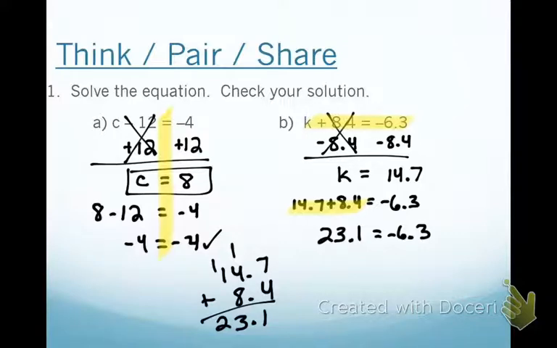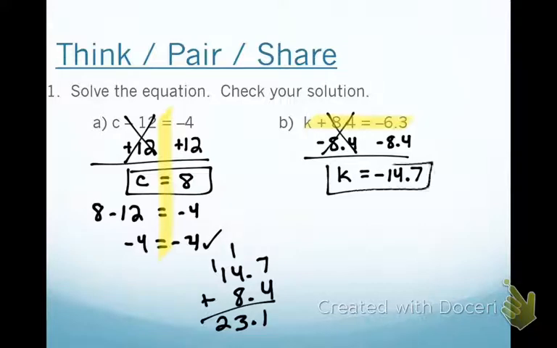That is why we go back and double check. So at that point, you could see something went wrong, and then you will hopefully notice, oh, these are both negatives, so my answer should have been a negative. That's why we check, okay? If you check it and it doesn't work out, then you did something wrong. But now negative 14.7 plus 8.4 does equal negative 6.3, and now you can see it checks out.